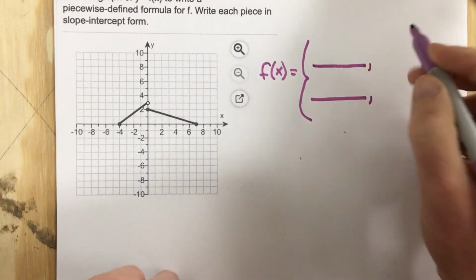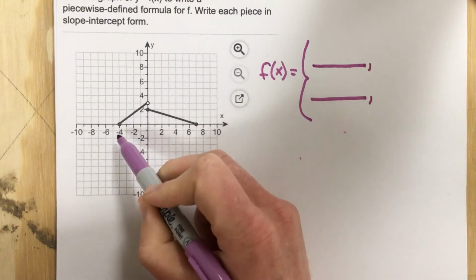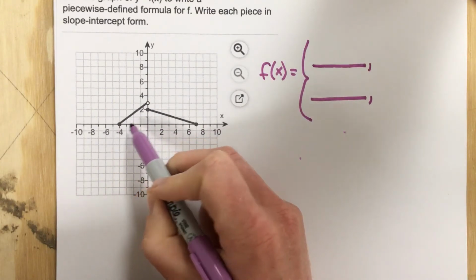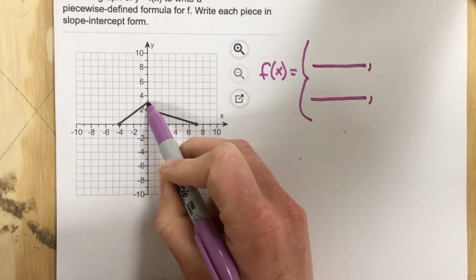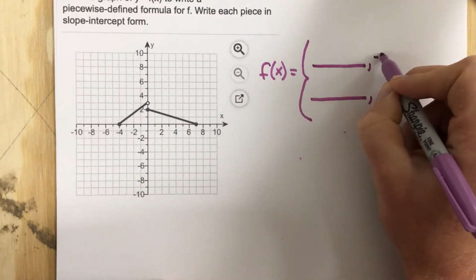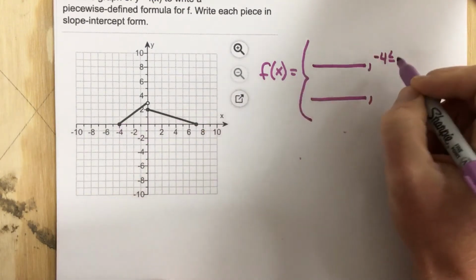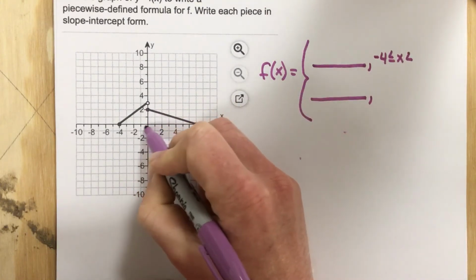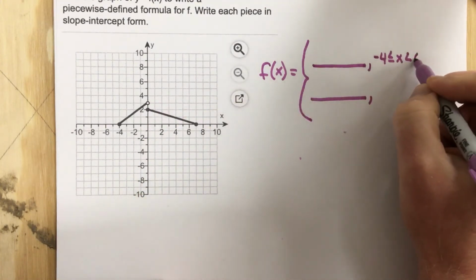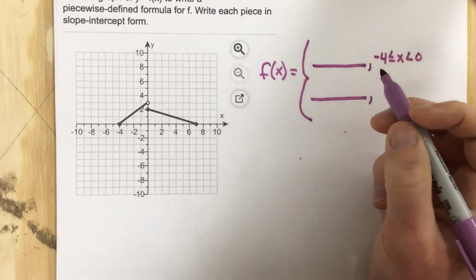So I'm going to start by writing the domain of the first one. Well, what's the domain of the first line? The domain goes from -4 to 0, right? -4 to 0, but it's not defined at 0. So I'm going to say -4 has to be less than or equal to, because it is defined there, x, which has to be less than 0 because it's not defined there. So I don't put less than or equal to, I put less than for the domain in that piece.